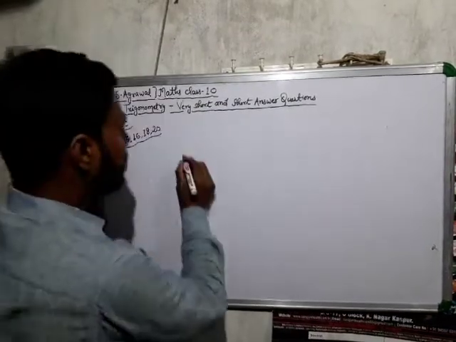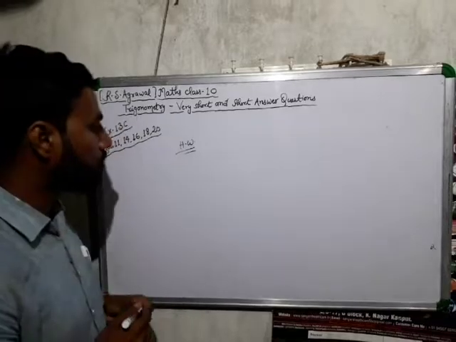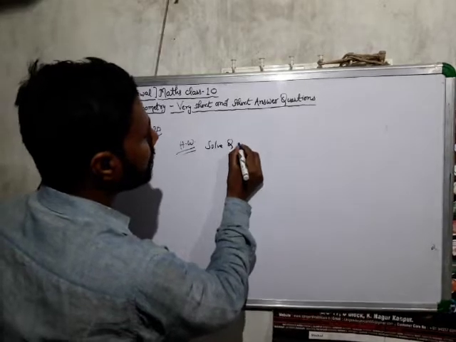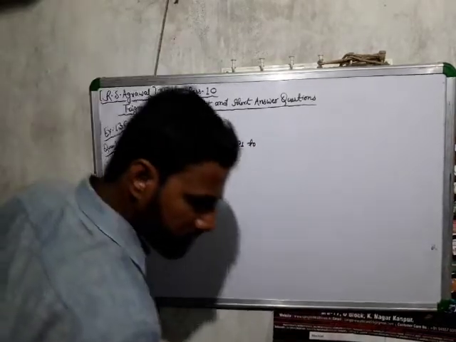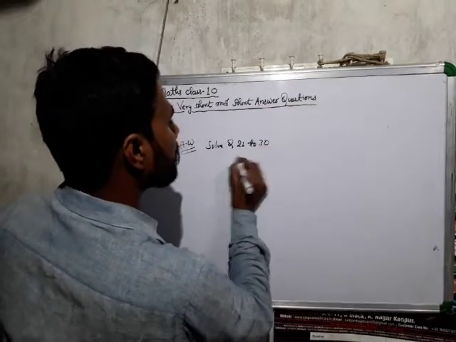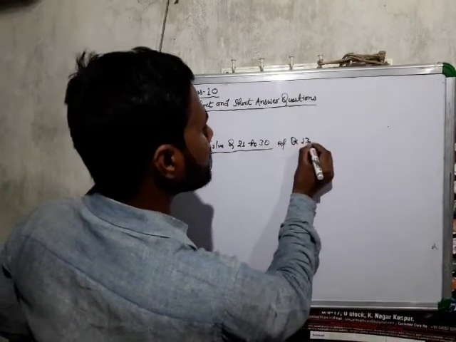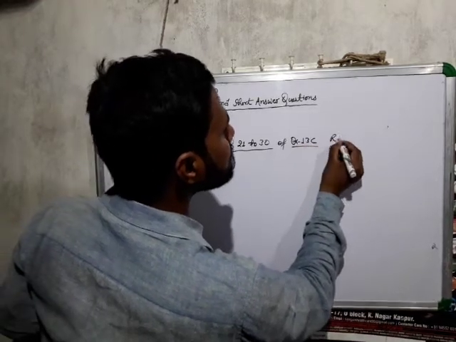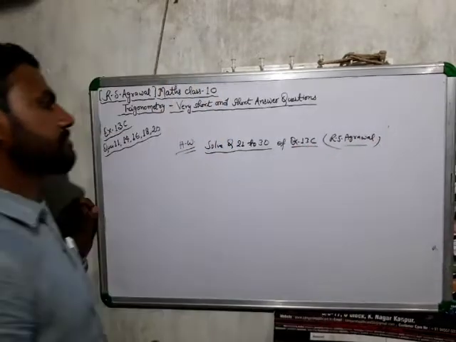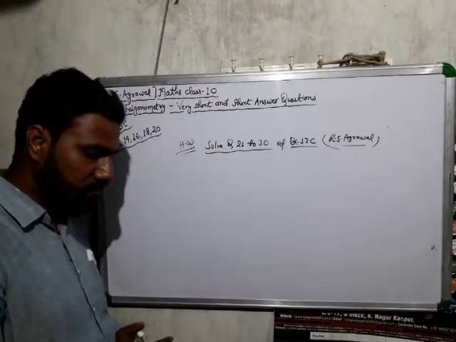And today's homework is: solve questions 21 to 30 of exercise 13C of the book R.S. Agrawal. Clear? Solve question number 21 to 30 of exercise 13C of the book R.S. Agrawal.